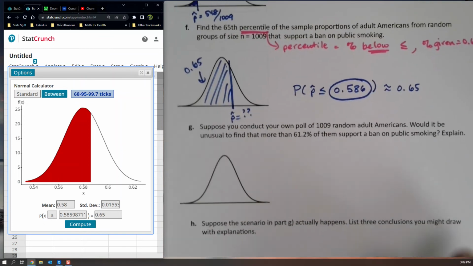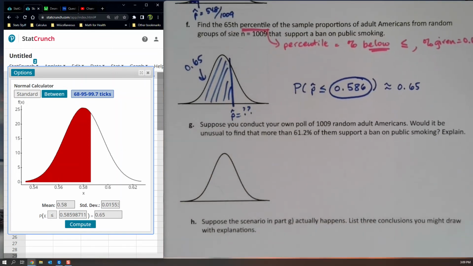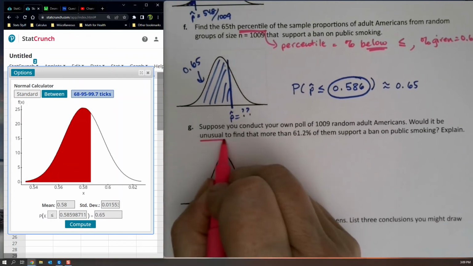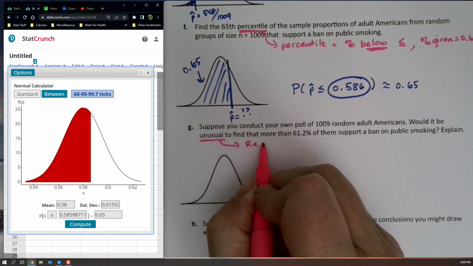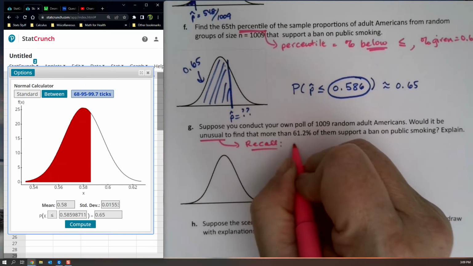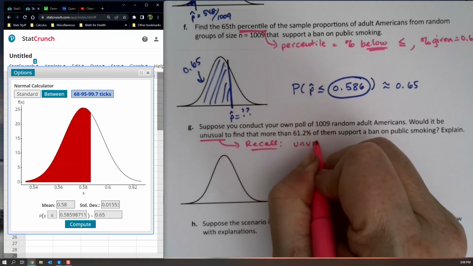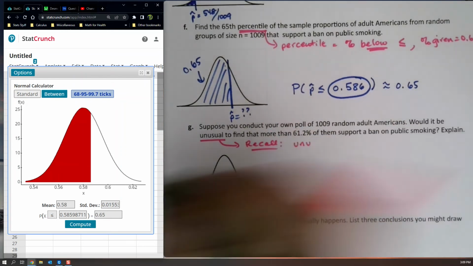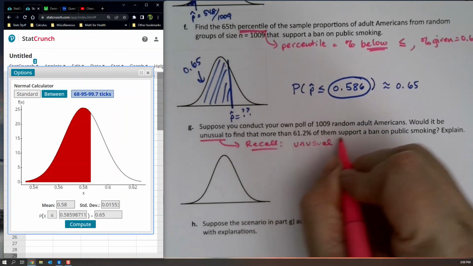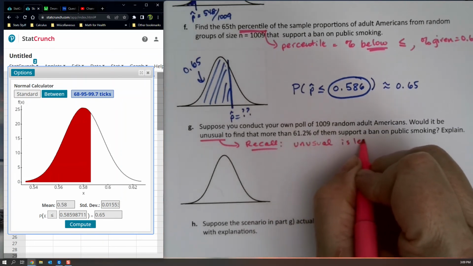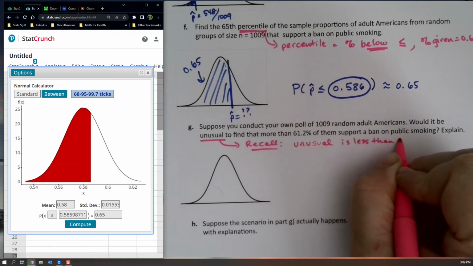All right, next one. Suppose you conduct your own poll of 1,009 random adult Americans. Would it be unusual to find that more than 61.2% of them support a ban on public smoking? Okay, unusual, remember, is less than 5%.